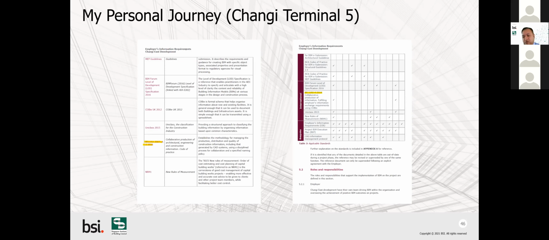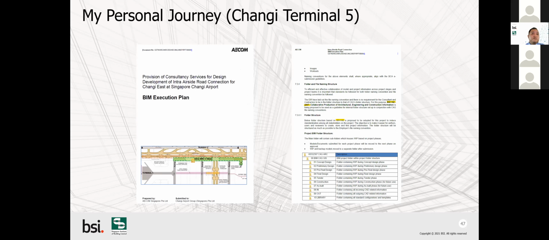So we replied to that particular employer information requirement based on our understanding of ISO 19650, and then created our own BIM execution plan. Next, please. So it's the same thing. This is the actual BIM execution plan, and you can see there that we are referencing BS 1192 for that particular project. Next slide, please.